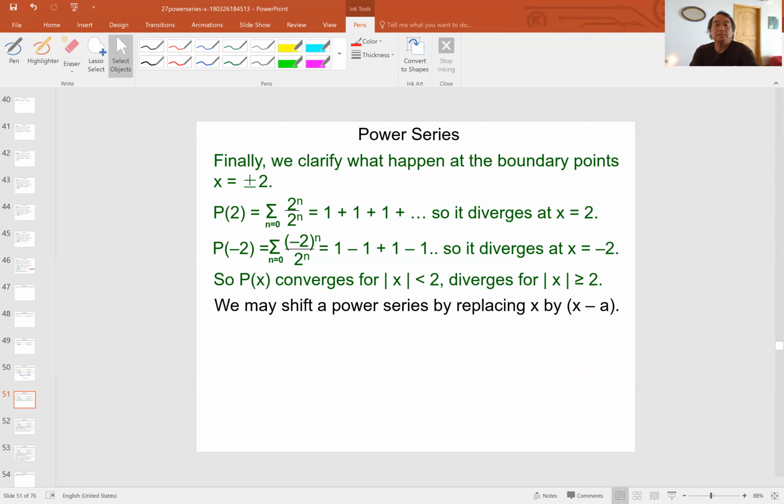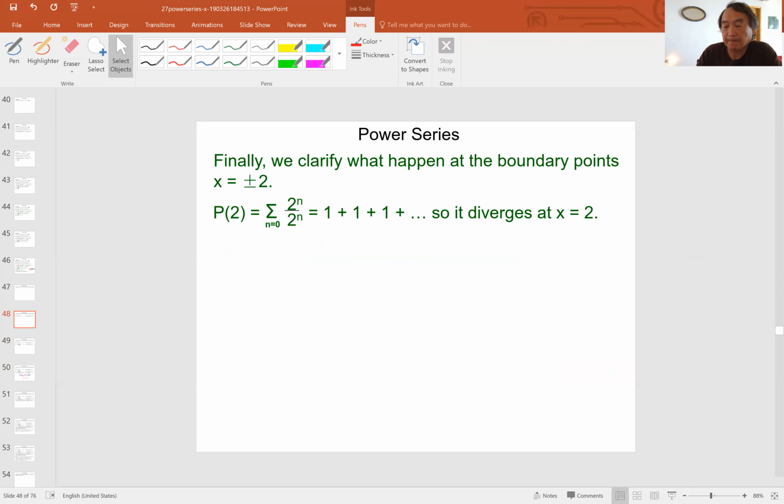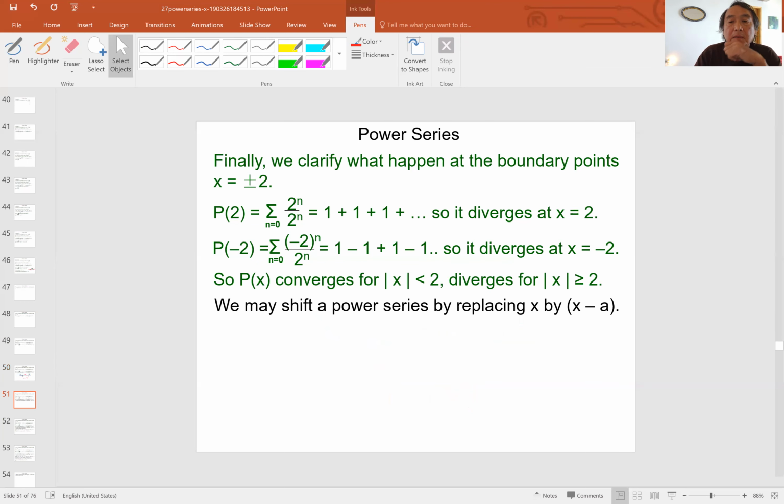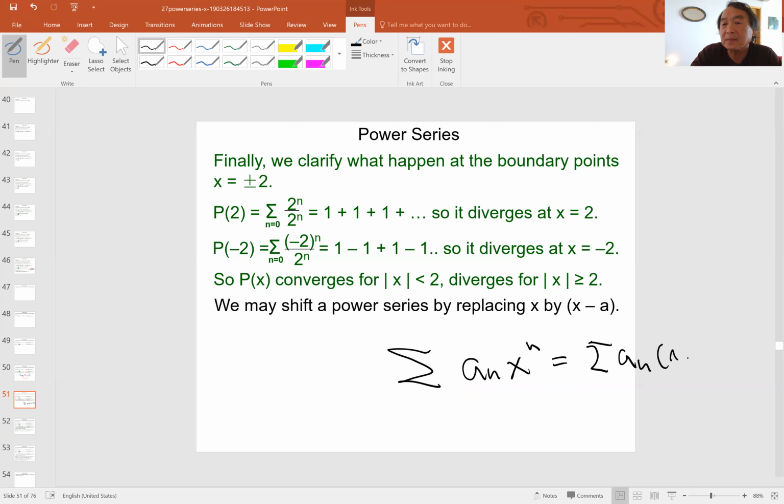Now, we can have power series, and this power series is the sum of a_n x to the nth power. We say this actually came from the form (x minus 0) to the nth power. So the action is concentrated at 0.